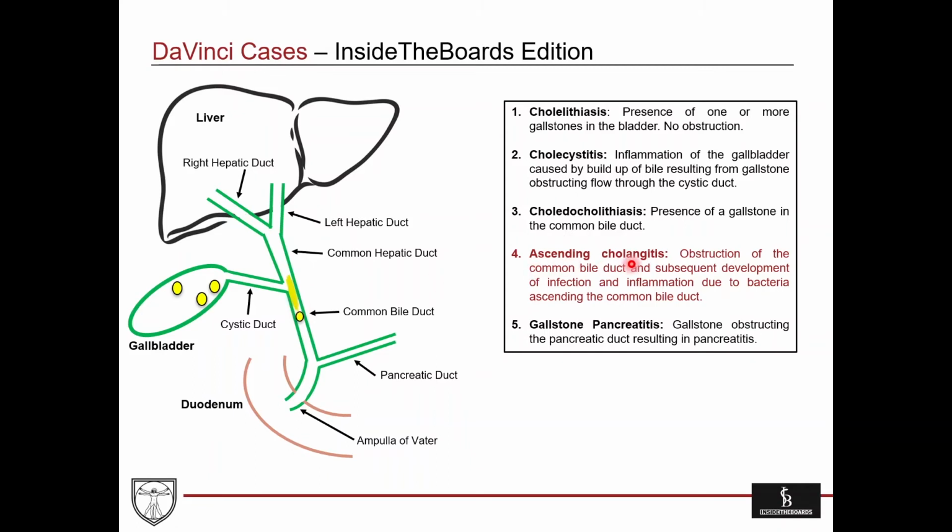And then the ascending part is just as it sounds. It ascends up this biliary tree and then comes into the liver and actually affects the liver. So that's why you can see elevated AST and ALT as a result of affecting the liver.